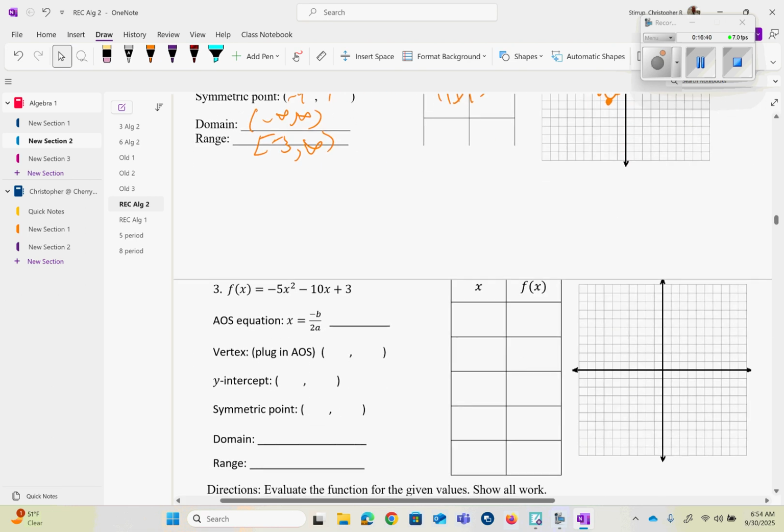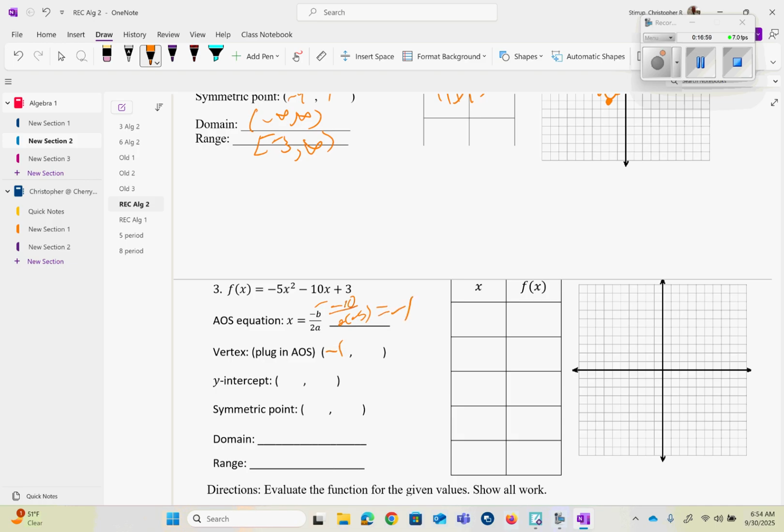All right, again, we're going to use negative b over 2a. So my a value is negative 5, b value is negative 10, c value is 3. So I have negative negative 10 over 2 times negative 5. So that's going to be positive 10 over negative 10. So that's just negative 1.